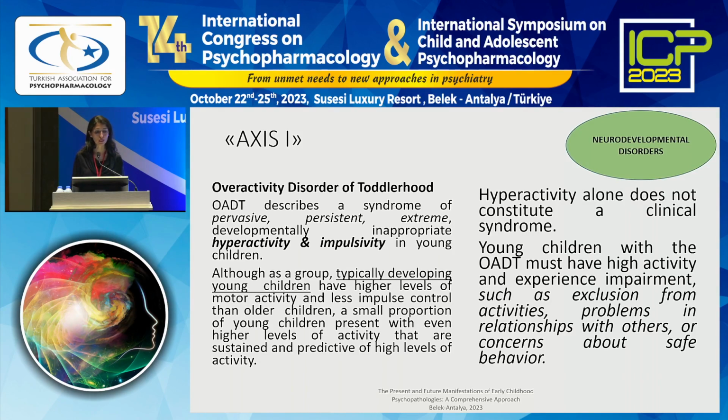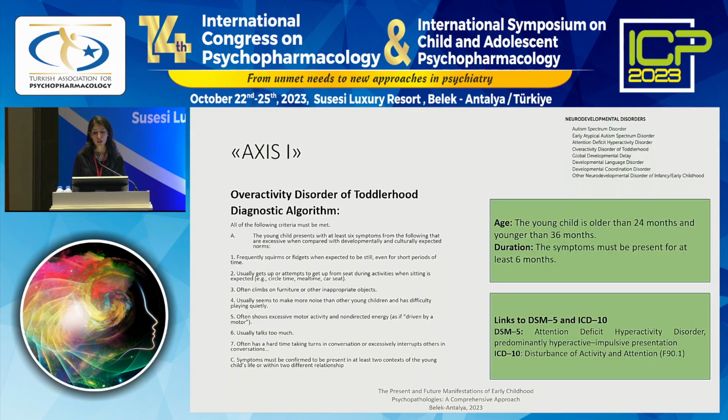Another disorder, we, for example, cannot put a name for this. For the toddlers, overactivity disorder of the toddlerhood. Again, hyperactivity, pervasive, persistent, extreme. And developmentally inappropriate hyperactivity and impulsivity is also expected for developing young children. But of course, it is like the predictor of hyperactivity at all times. It's not a hyperactivity as a syndrome alone, but this hyperactivity results in exclusion of the child from the others and also some safety issues.